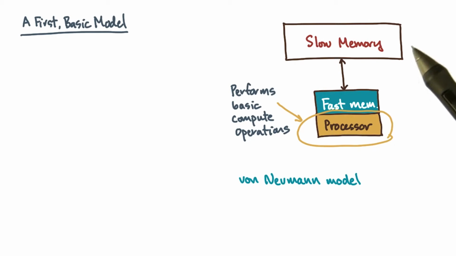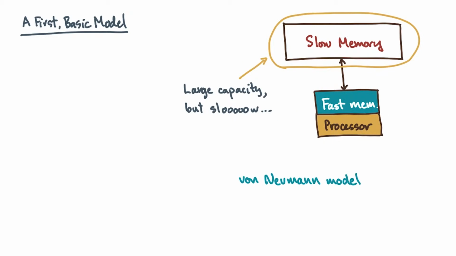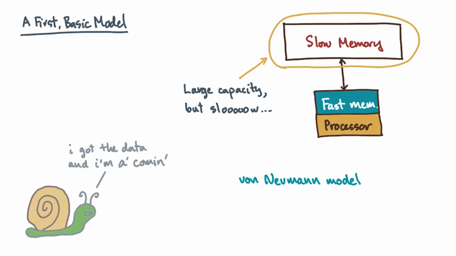Now, the processor connects to a main memory. You regard this memory as being nearly infinite, but really slow.